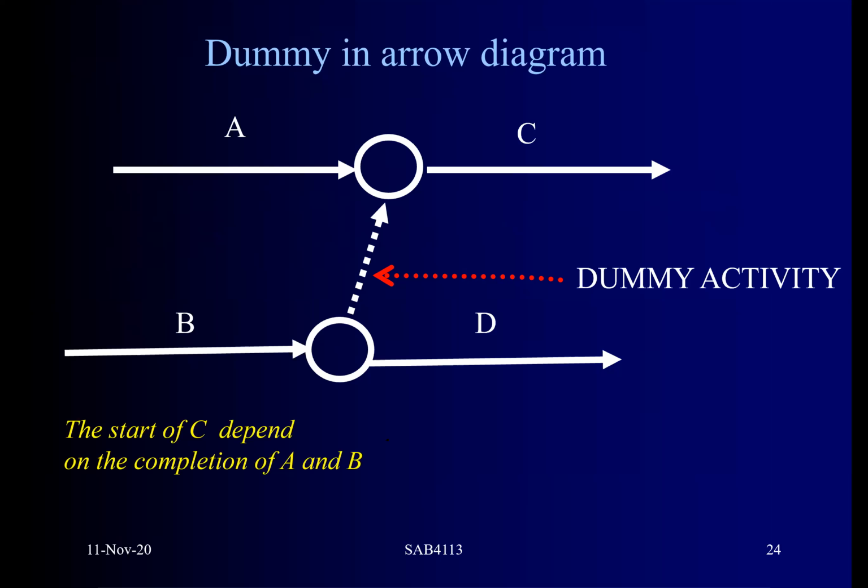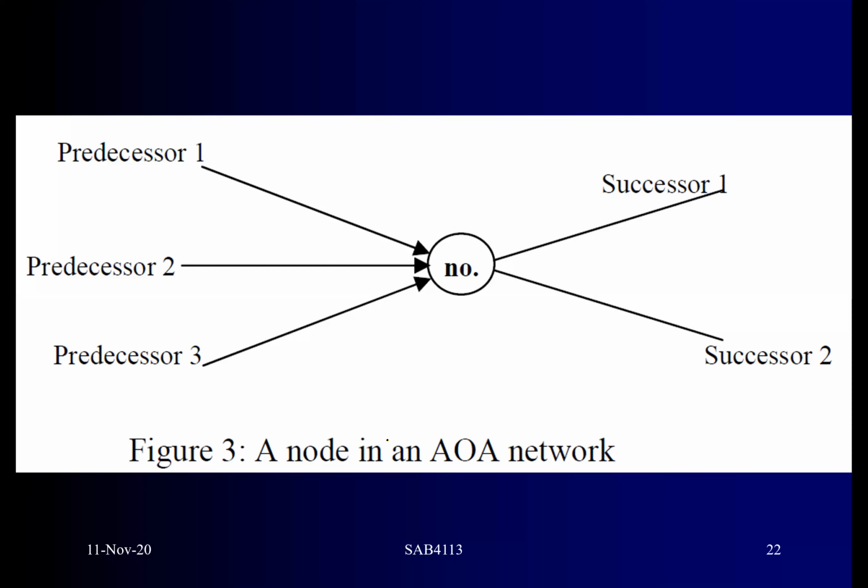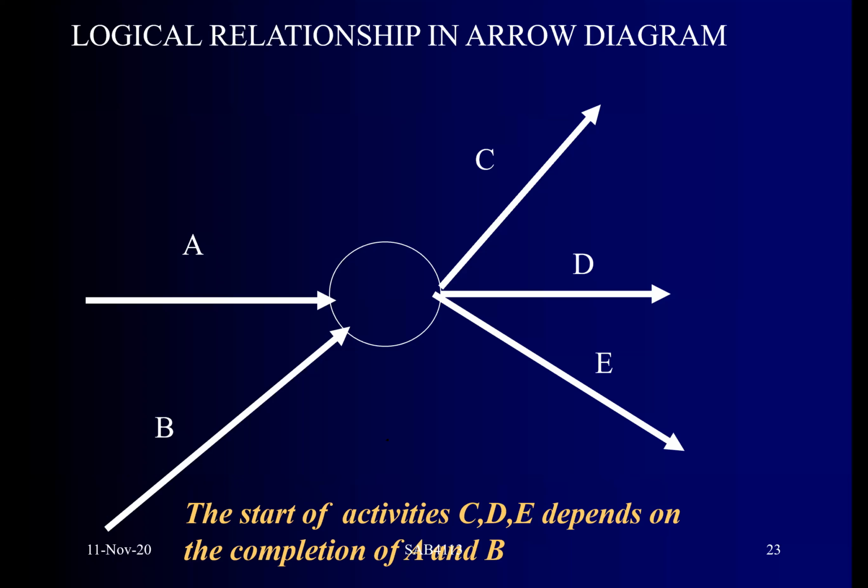I think we just go through a few more slides, just to show an example. AOA diagram. Predecessors 1, 2, 3 are the activities that come before, and the successor is the activity that comes after. That is the concept. How do you read activity D, for instance, in an AOA diagram? Activity D will start only after A and B are completed.